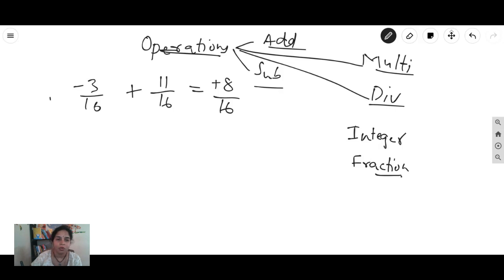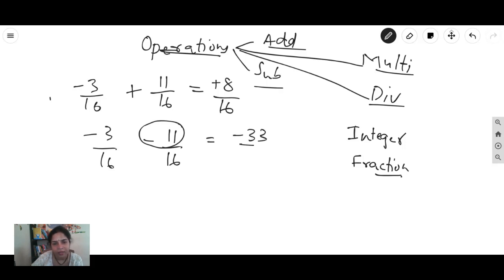Okay. So now if you're saying subtraction, negative 3 over 16 minus 11 over 16, what do we do? We know that if it's negative here, it gets attached to this number here. So it's a negative 3 and a negative 11, two negative integers. How do two negative integers work? We have to finally add them. That becomes negative 33 over 16.